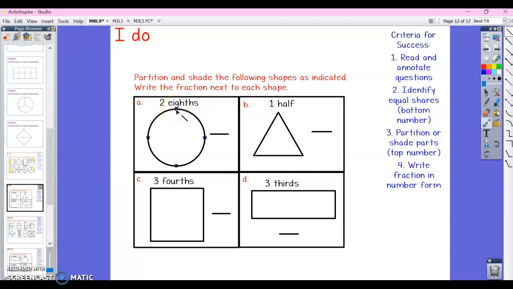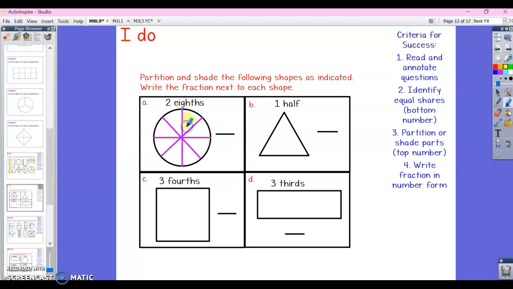So I'm going to break this circle up into 8 pieces. First, I'm going to go down the middle. Then I'm going to go across to make 4 pieces. Let's undo that. That did not work. Going to go across to make 4. And then I'm going to split those 4 up into 2 pieces each. So I'm going to go diagonal like this, and then one more like this. So now I have 8 pieces. Now I'm going to shade 2 of them.